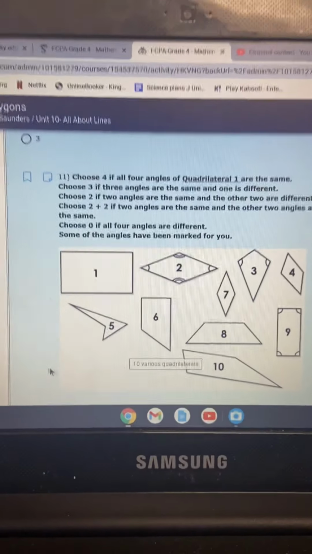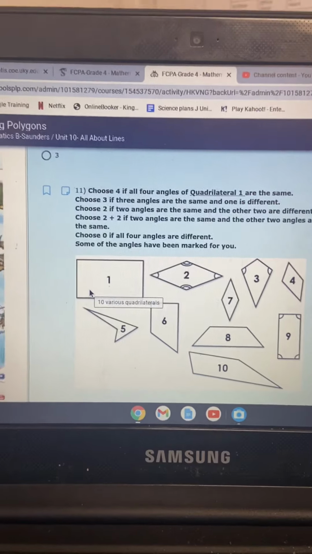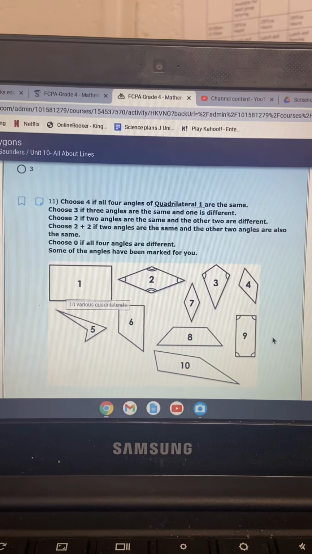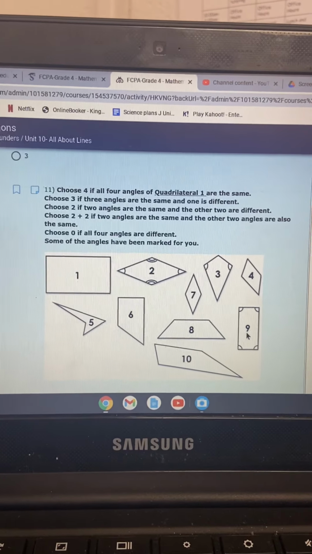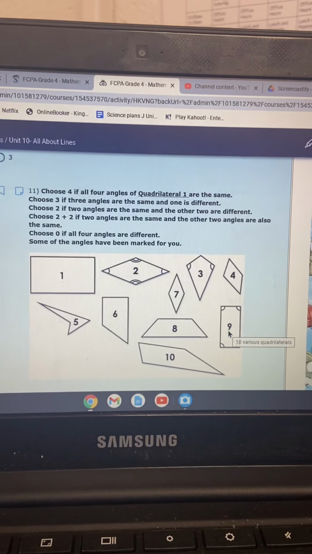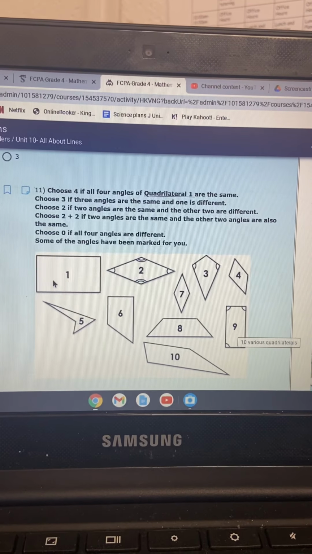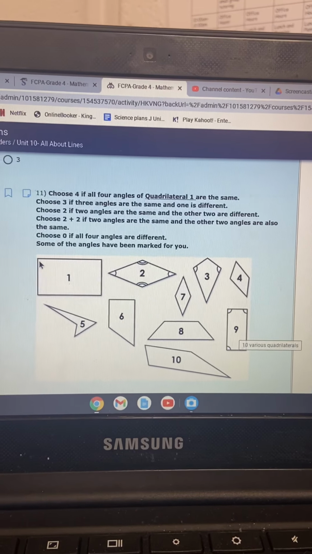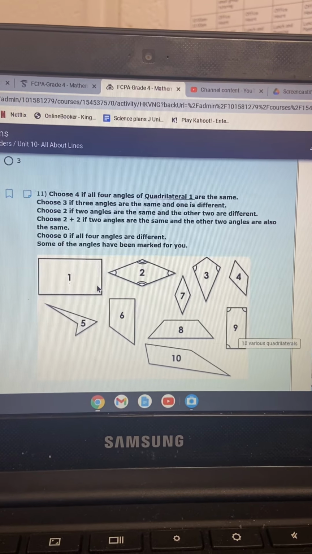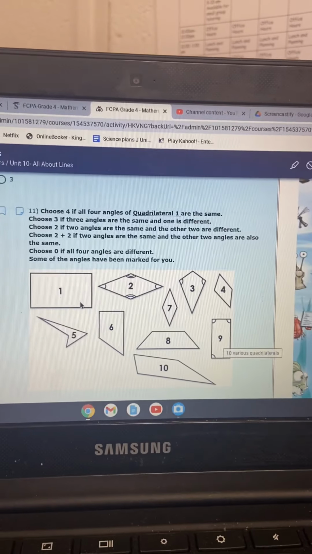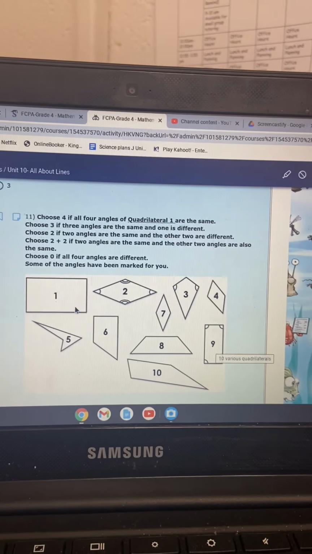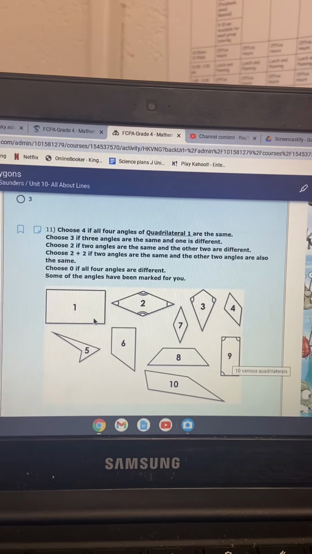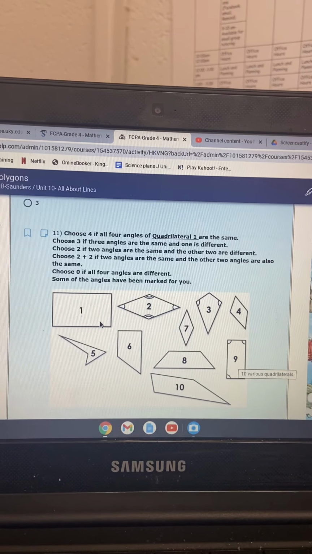So we can tell that polygon 1 and polygon 9, those are both rectangles. So that's going to be the same for us because rectangles and squares, no matter how you look at it, it's going to be the same. So all 4 of these would be right angles, which means there are 4 angles that are the same. All 4 of them are the same.